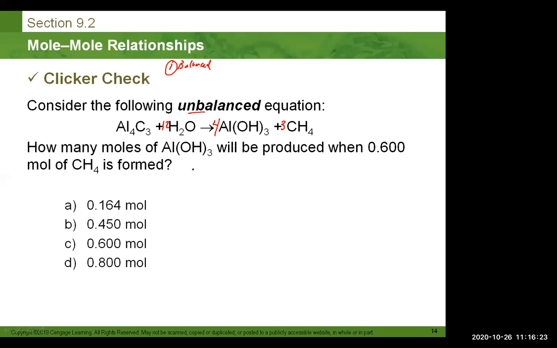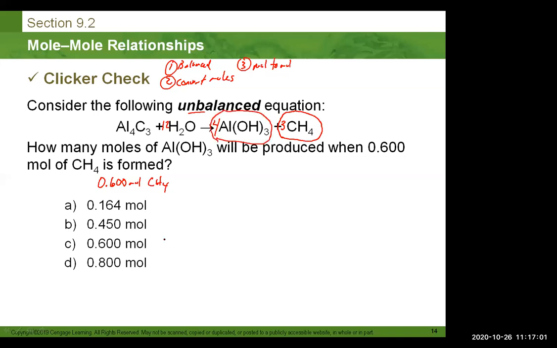All right. So now that we have it balanced, we want to take whatever they gave us and convert to moles. And in that particular case, it is, again, already done for us. So we don't have to undo it. So 0.6 moles of CH4. Next thing is to find the mole-to-mole relationship. And again, we are starting with CH4 in this case, so we're definitely interested in this one.